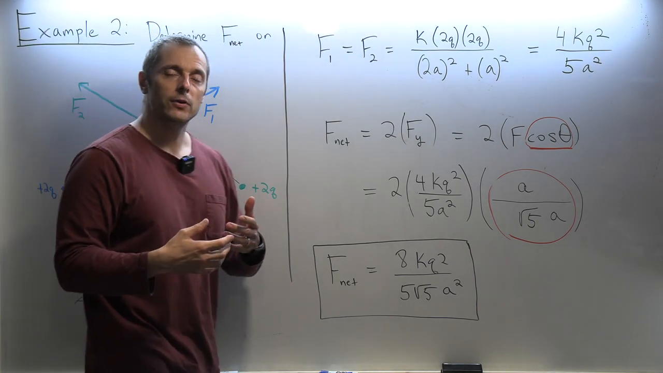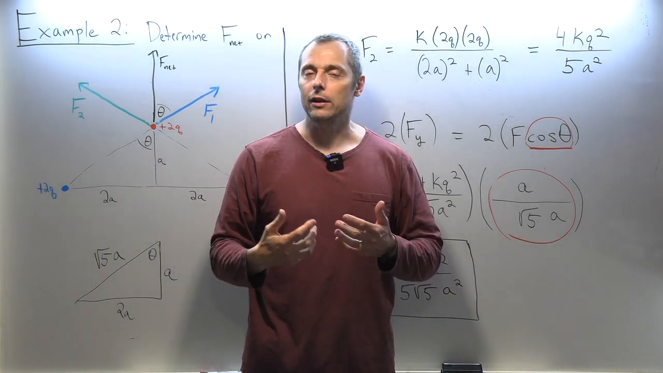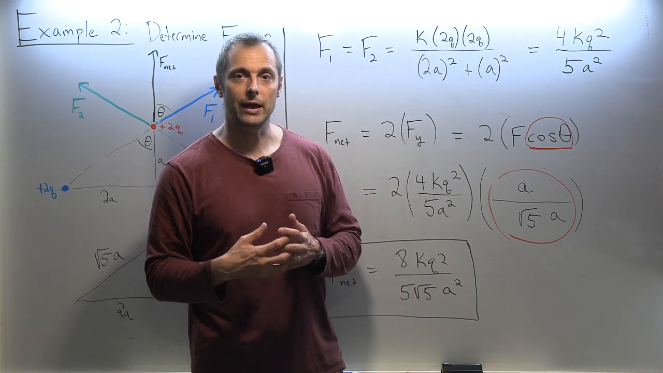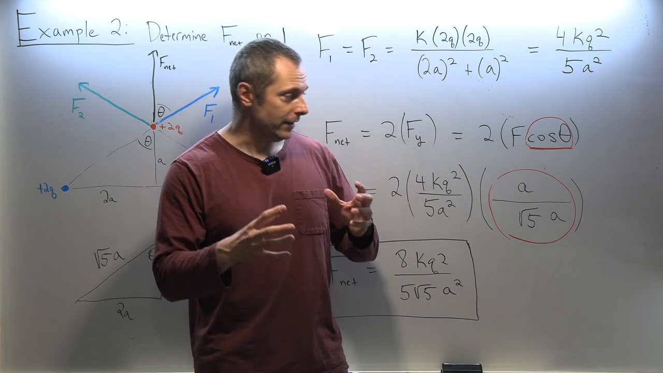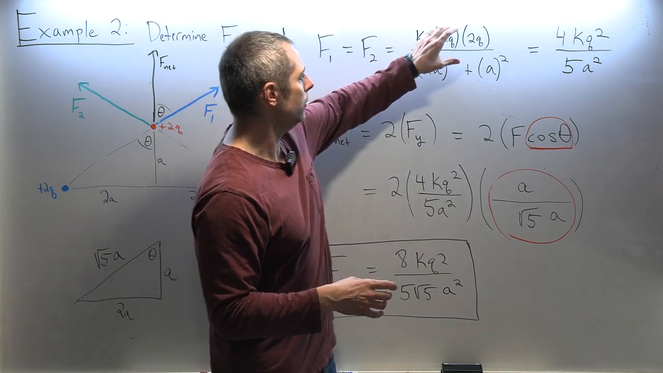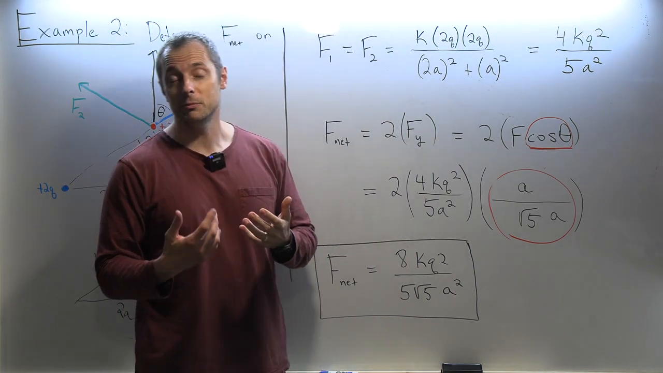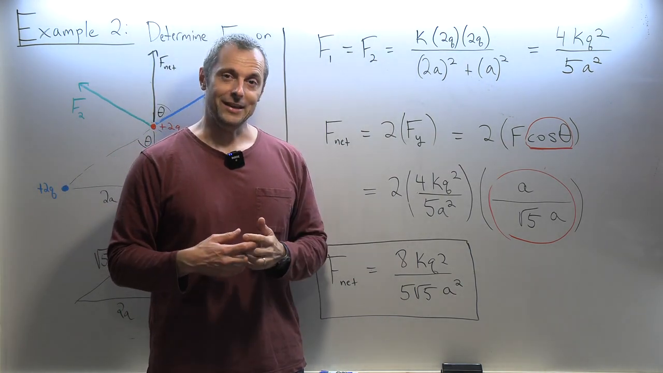But with any kind of trigonometric analysis, you might use the law of cosines to find the net force. So that's it. Just find the pieces using Coulomb's law, kQ1Q2 over r squared. You find the individual forces, then you use some kind of math operation to get the net force.